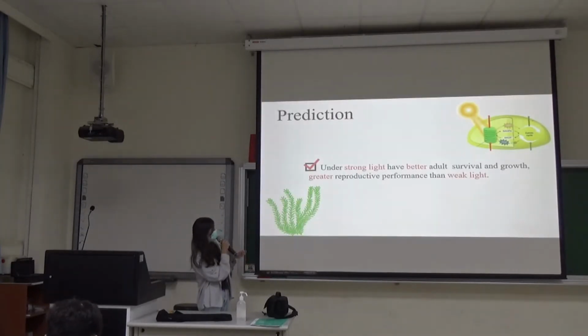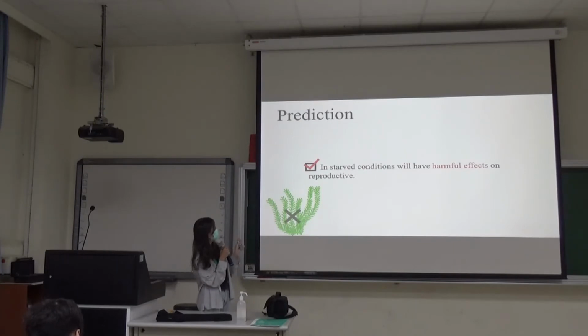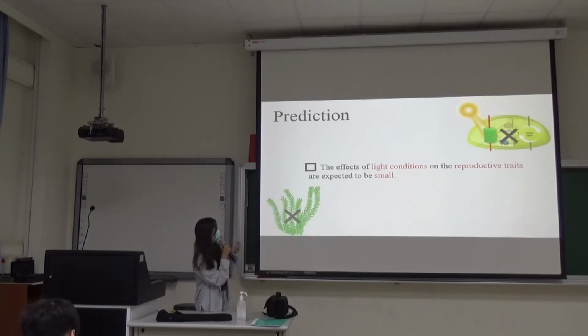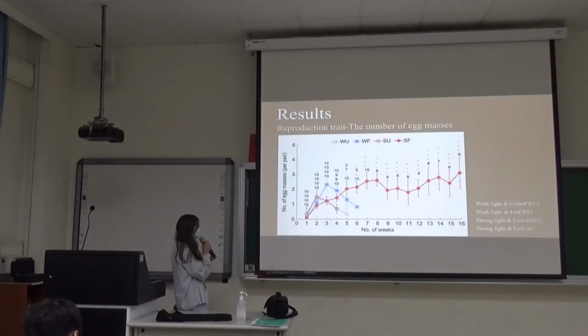Then we can check the first prediction: under strong light have better performance than weak light. The second prediction: in starved condition will have harmful effect on reproductive. The last prediction: when the Elysia atroviridis cannot obtain energy from food and photosynthesis, then the effect of light condition on the reproductive traits are expected to be small. Then we look at the same figure.